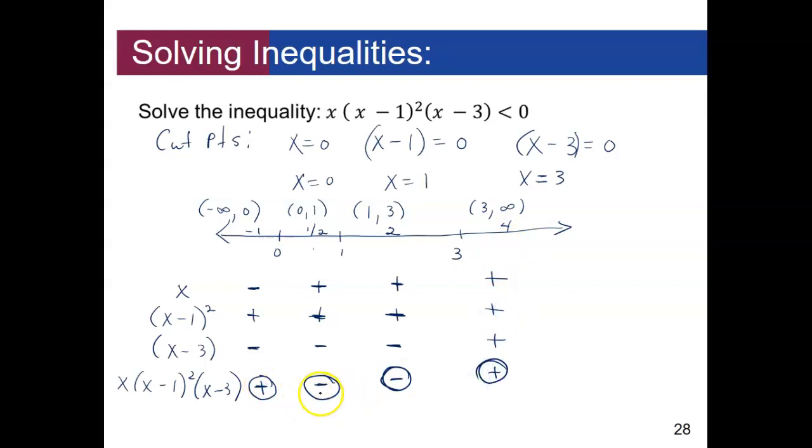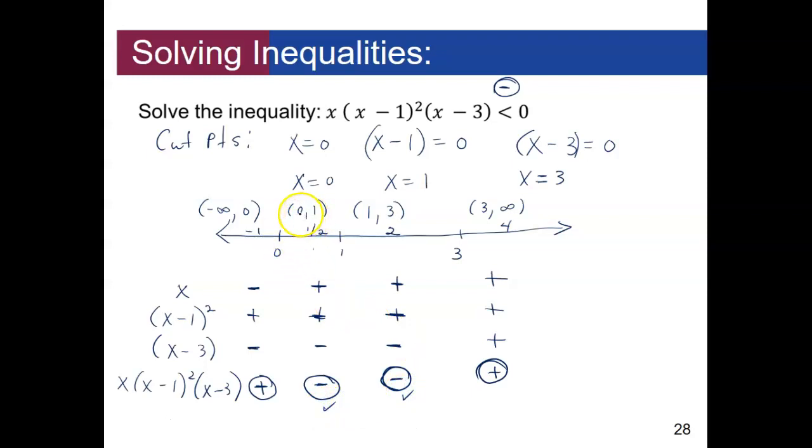So this is one where I don't have it alternating. One thing that you'll notice is when you have a factor to an even power like this, you're not going to have an alternation of signs around that. So that is going to happen pretty regular and be a pattern that you'll see. So this one I'm looking for less than, so that tells me I'm looking for the negatives. So these are my two negative regions here. So I need to include this and I need to include this.